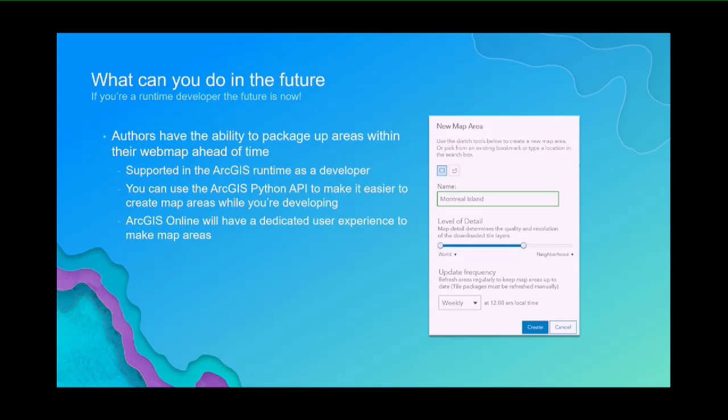While it's not all here today, if you're a runtime developer, you can actually start using this technology today. It's released, and you can take advantage of it. And one of the nice things is with the Python API, you can create map areas, and that'll save you some time with working directly against the REST endpoint. We do have a plan to build a great user experience for you guys to manage this all within ArcGIS Online, but right now, it's released for developers. And so this is going to be coming over the next couple releases as more of a mainstream concept in ArcGIS Online.